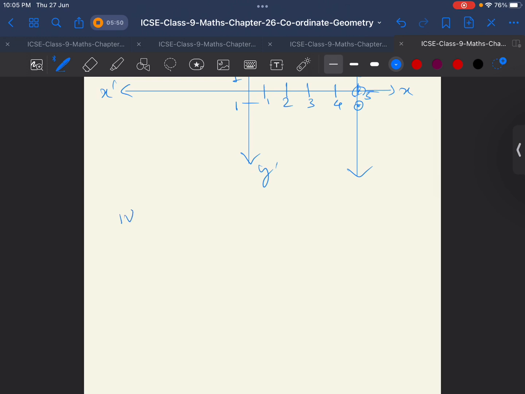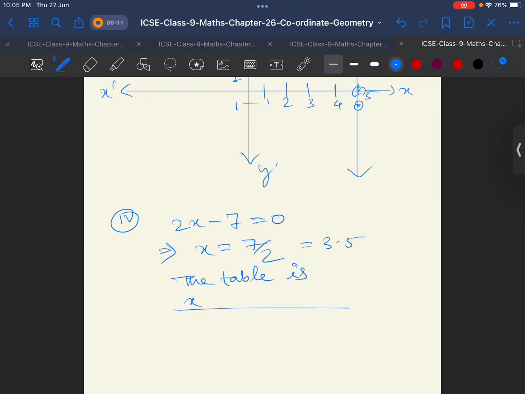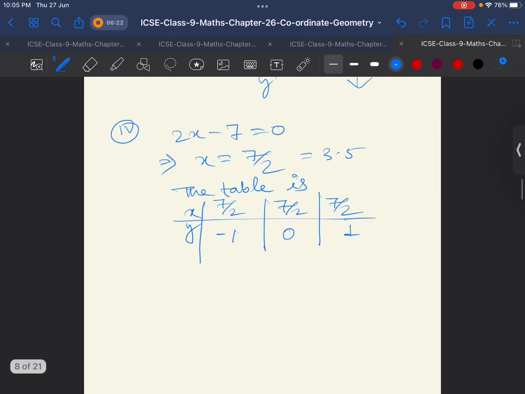Now question number 4. 2x minus 7 equals 0, implies x equals 7 by 2. So for x equals 7 by 2, this is 3.5. The table is: x is 7 by 2, 7 by 2 and 7 by 2. y will be minus 1, 0 and 1.